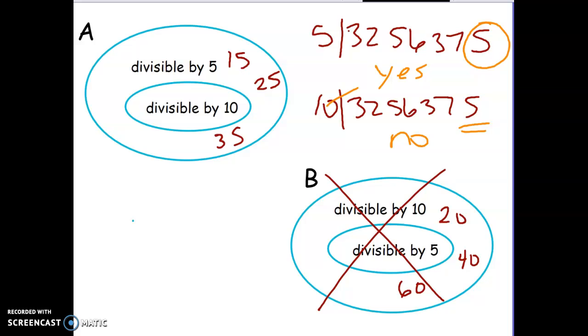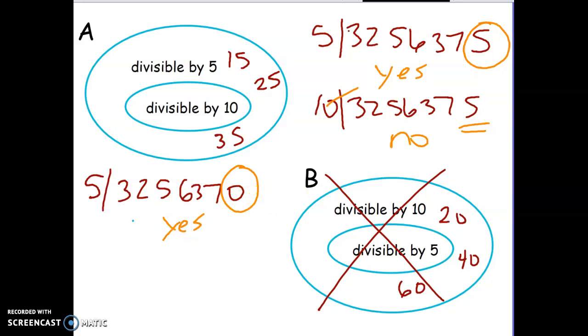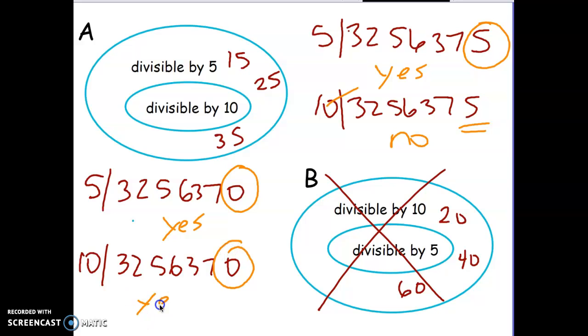What if I said, does 5 divide this number? Well, again, I only need to look at the ones place, and it is a 0, so the answer to this one is yes. Okay, let's try 10. Does 10 divide this number? Well, just like for 5, for 10, I only need to look at the ones place, and in this case, it's a 0, so the answer to this one is yes as well.